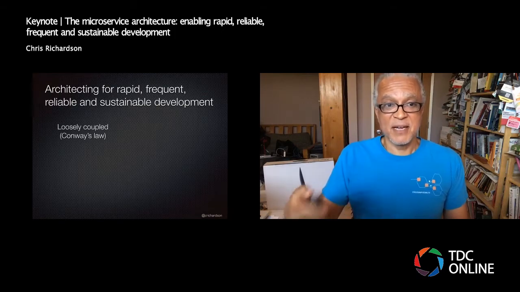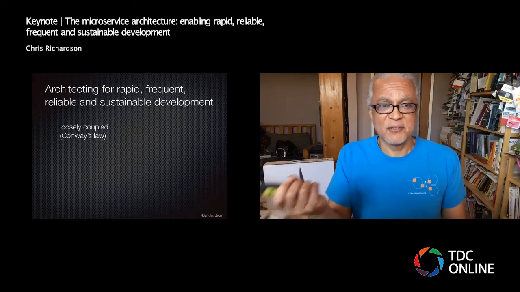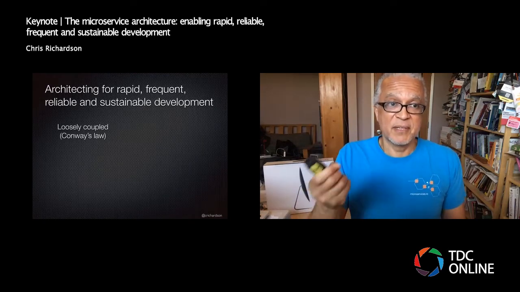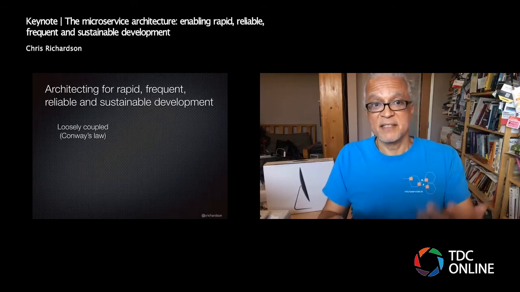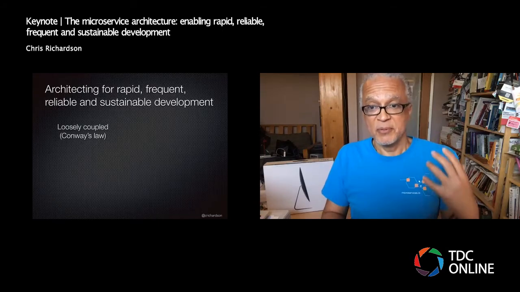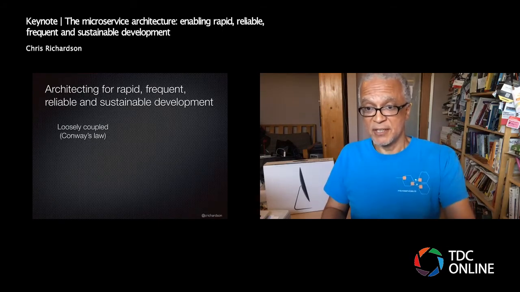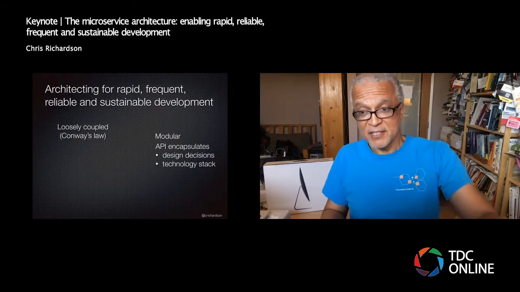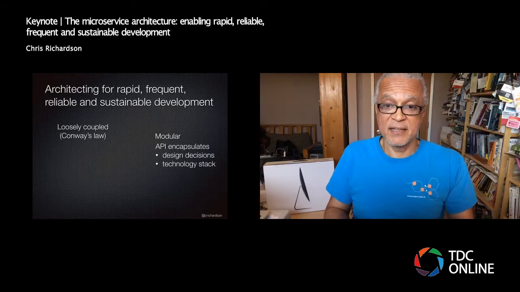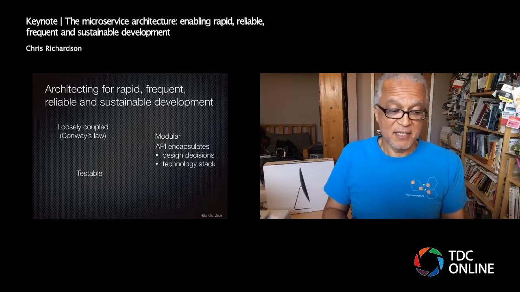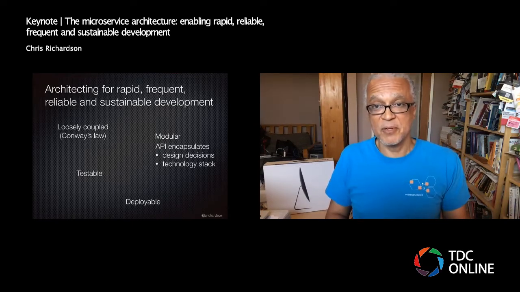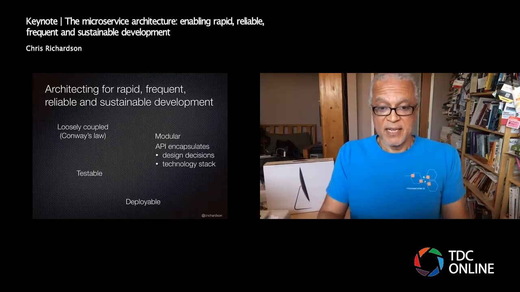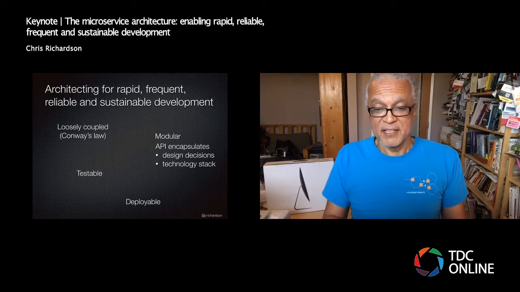So to summarize, we actually need various architectural features in order to deliver software rapidly, frequently, reliably, and sustainably. We need a loosely coupled architecture. It needs to be modular, where the API encapsulates not only API or application level design decisions, but also the technology stack. It has to be testable, has to be deployable as well. So that's the kind of architecture that we need for modern applications.